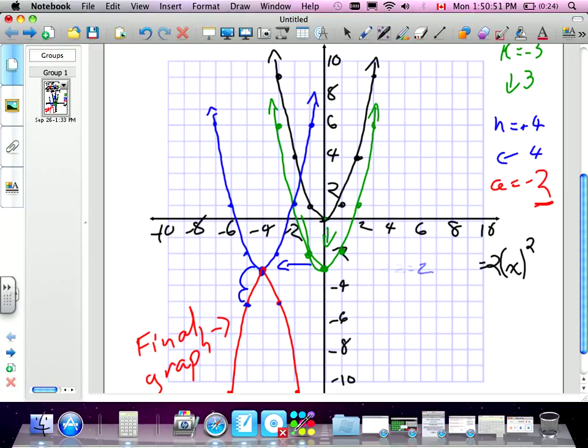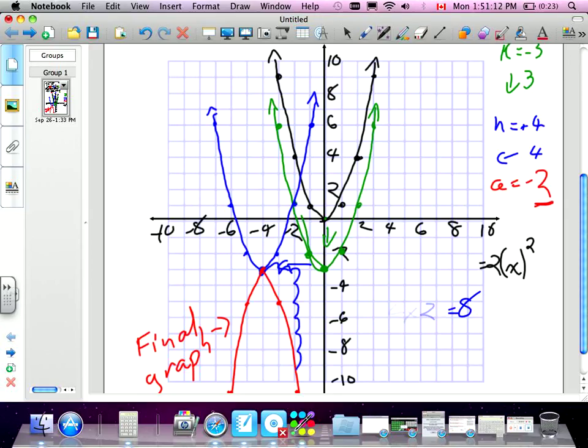The next thing we do is normally I go over 2 units. So I go over 2. Usually 2 squared is 4. But because a is 2, I take that number 4 and I multiply it by 2. So now I'm going down 8 units. So I go over 1, 2, and then down 1, 2, 3, 4, 5, 6, 7, 8.